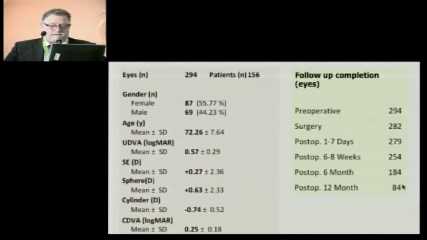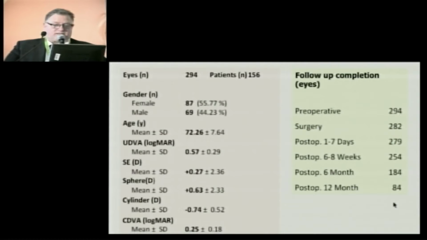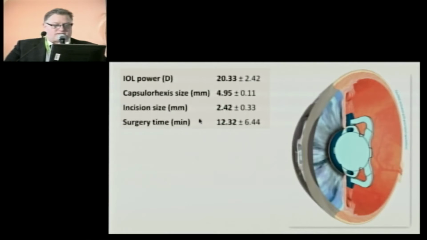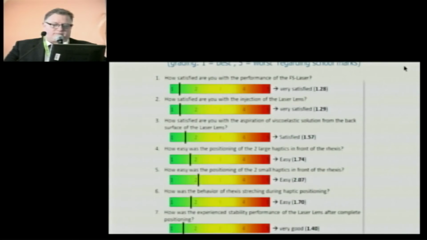So when we look at the interim results, 184 have completed 6 months and 84 have completed 12 months. So this is not finished yet, but it gives already quite interesting outcomes. So these are the demographics of the surgery, so to say. IOL power was around 20. Capsulorhexis size with the system was supposed to be 5.0, between 4.9 and 5.1, depending on the laser you used. Incision size 2.4 here, because it's a little bit bigger lens. Surgical time on average was 12 minutes, so it was not such a big thing.